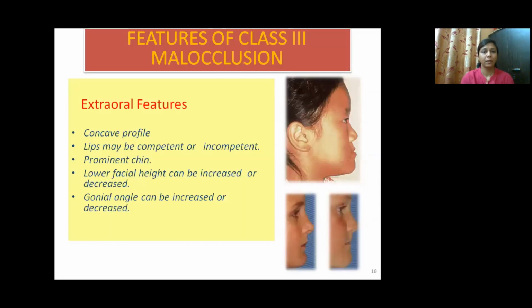Features of class 3 malocclusion. There are distinct extraoral and intraoral features related to class 3 malocclusion. Talking about the extraoral features, we will see a concave profile. Lips may be competent or incompetent. The chin will be prominent, and the lower facial height can be increased or decreased. The gonial angle can also be increased or decreased.